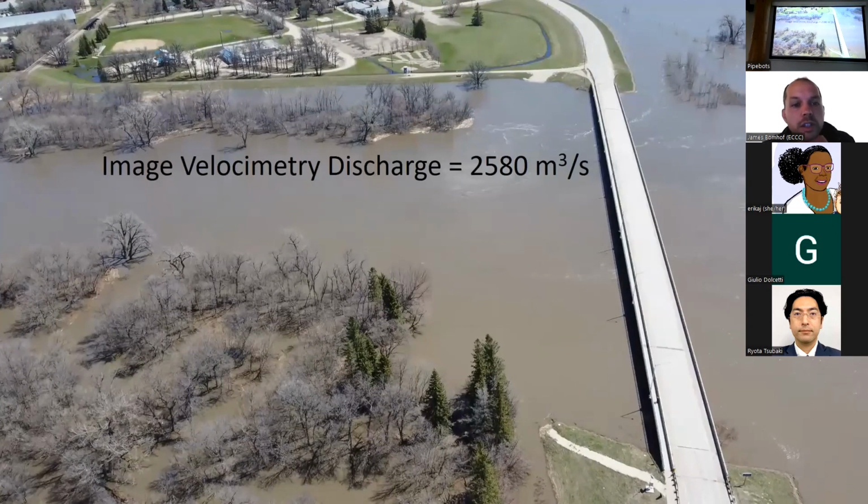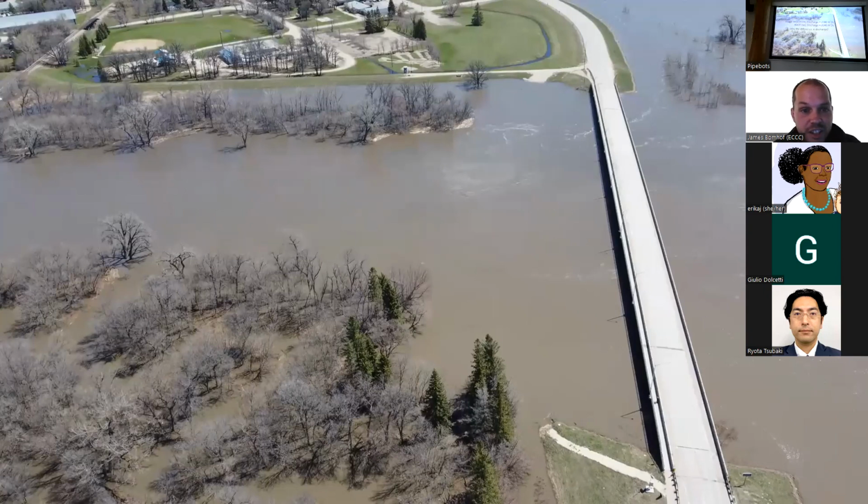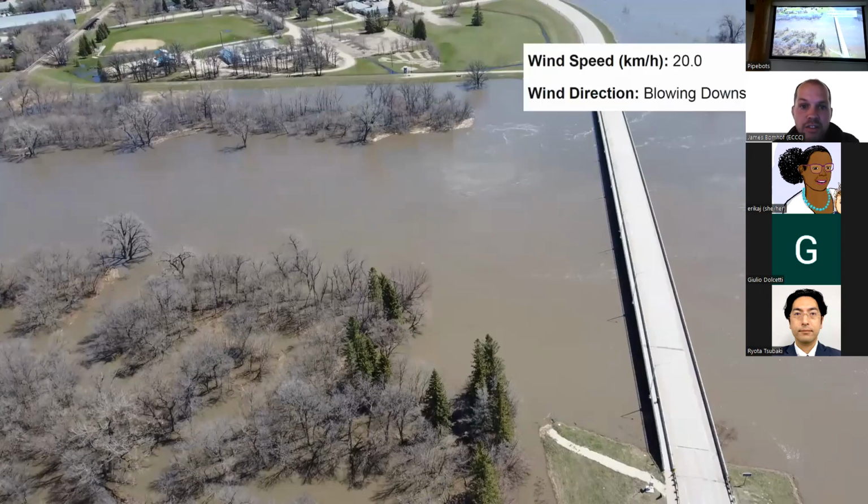So with image velocimetry, we measured a discharge of 2580, and with ADCP, we measured a discharge of 2040. So there's basically a 20% error there, which isn't necessarily that great. So that begs the question: why the difference in discharge? In the field notes, the tech noted that there was a fair amount of wind, around 20 kilometers an hour. Now that's just a guess. And they said the direction was blowing downstream, which is easier to pin down.